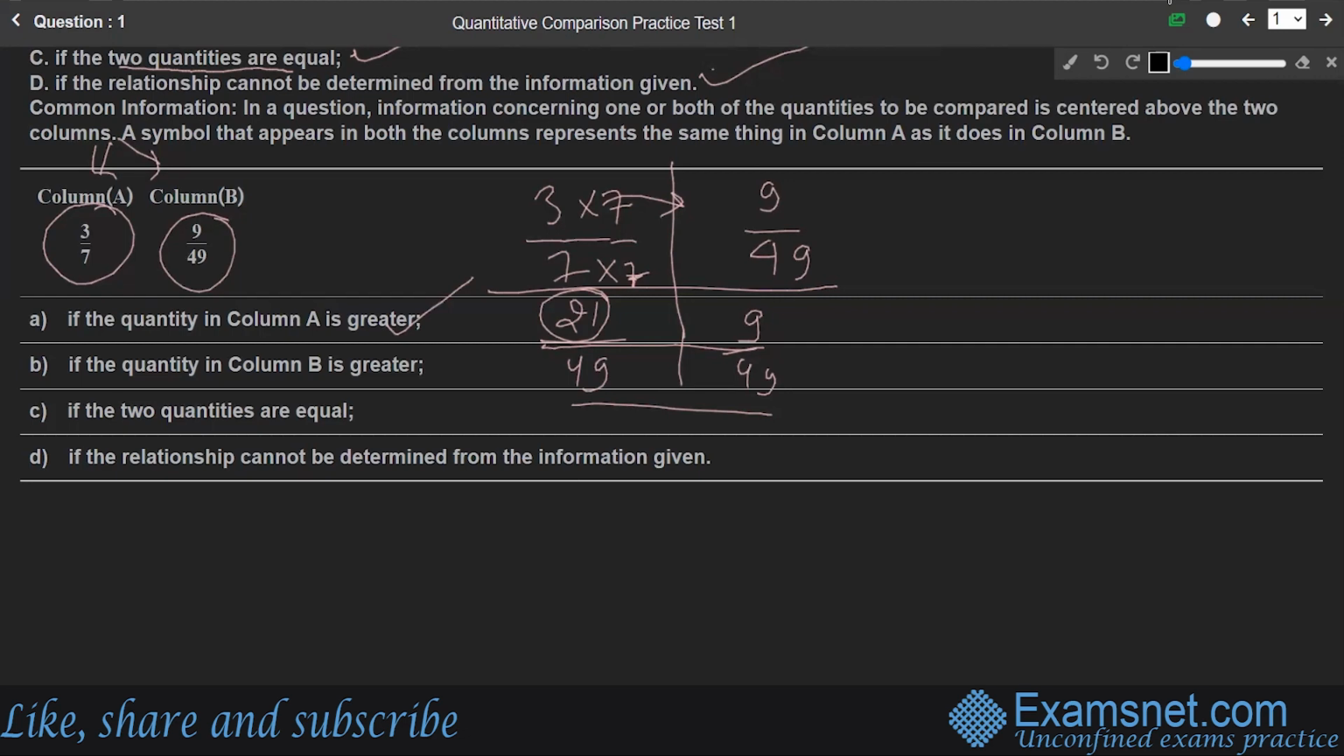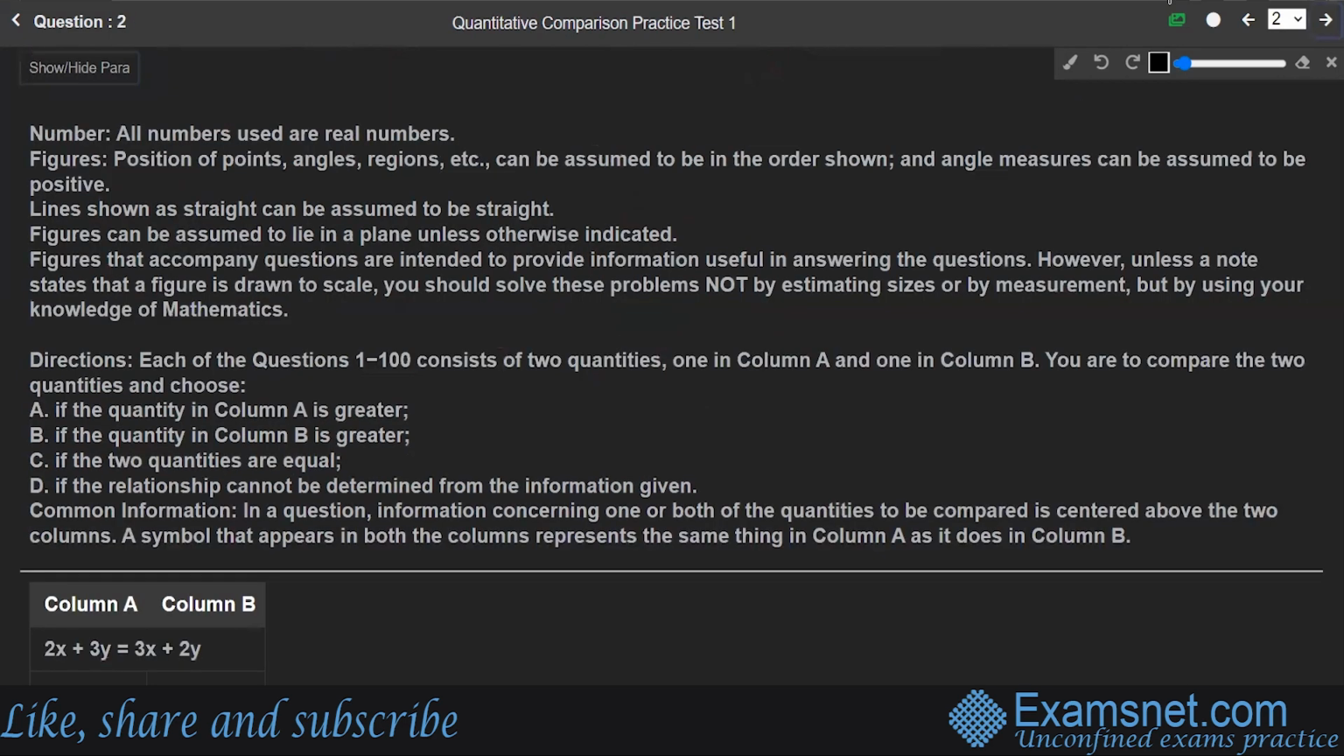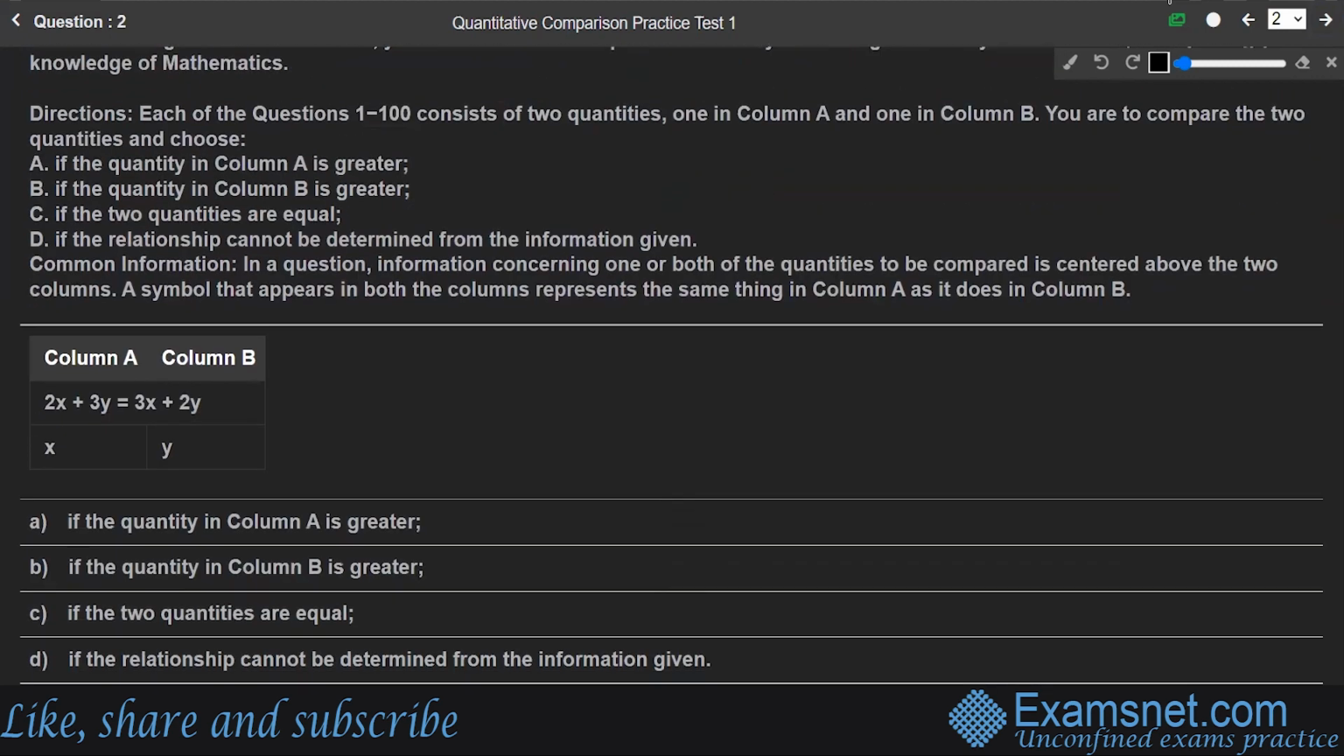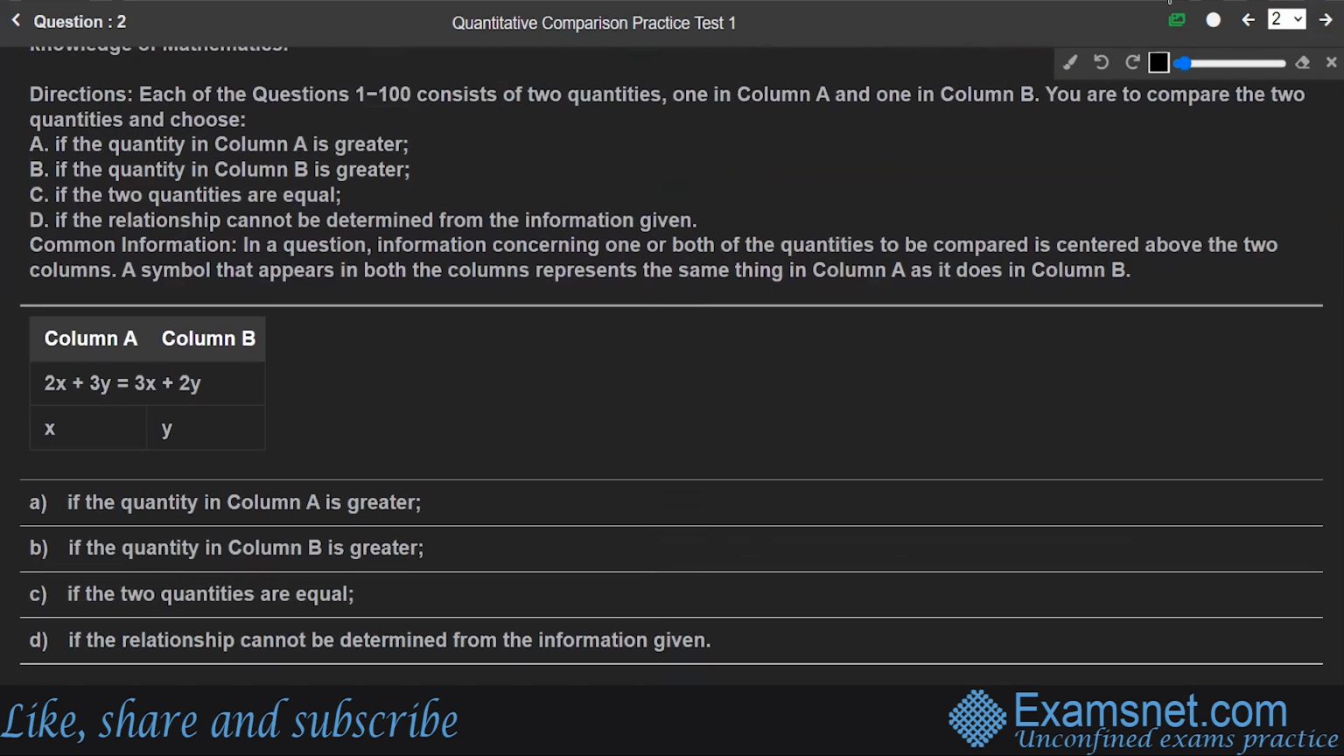Okay. Now let us see the other question. The same thing is to be done in the second question also. Now we are supposed to compare the values in column A and column B together. The value in column A is written as 2x plus 3y is equal to 3x plus 2y.